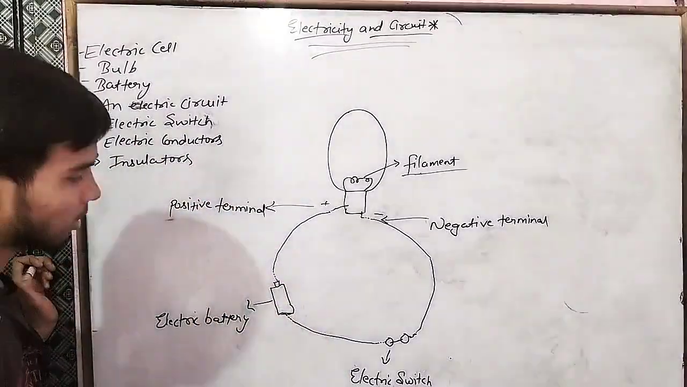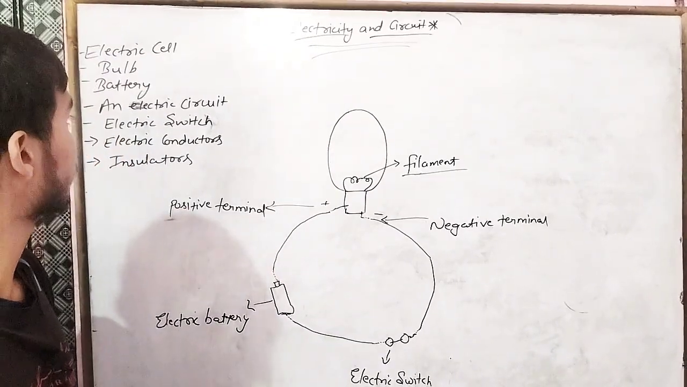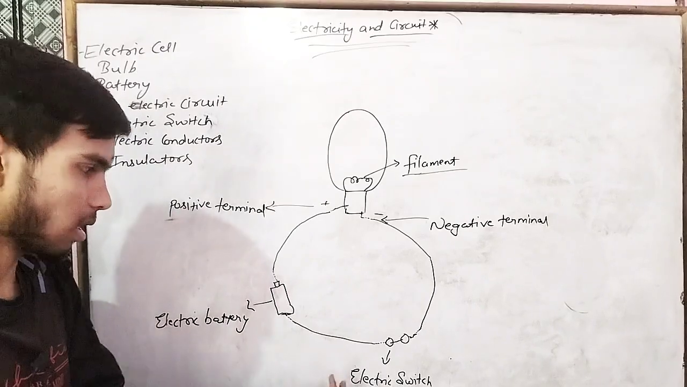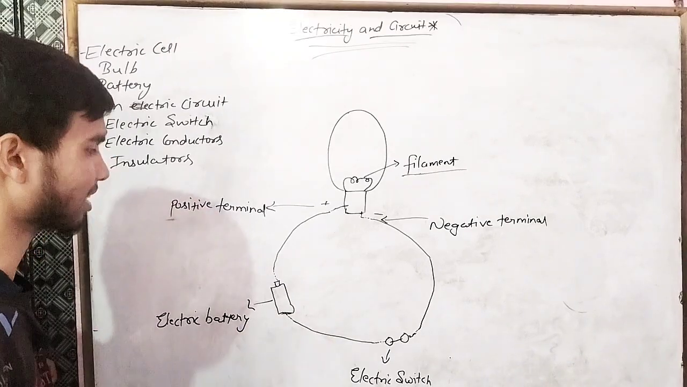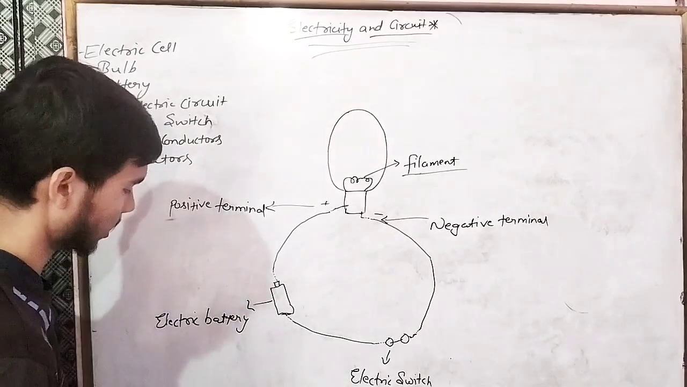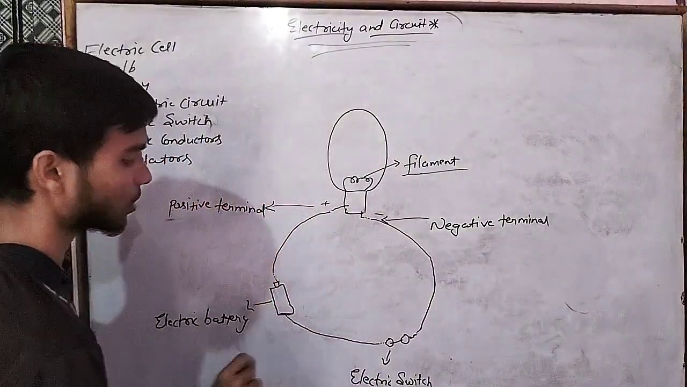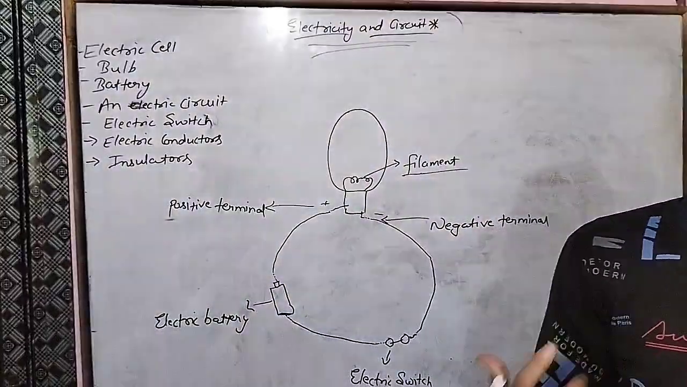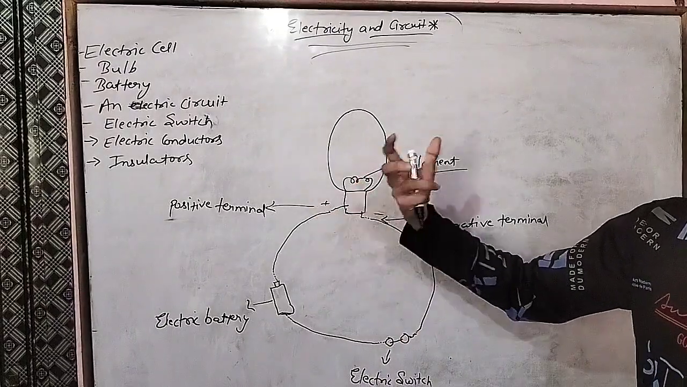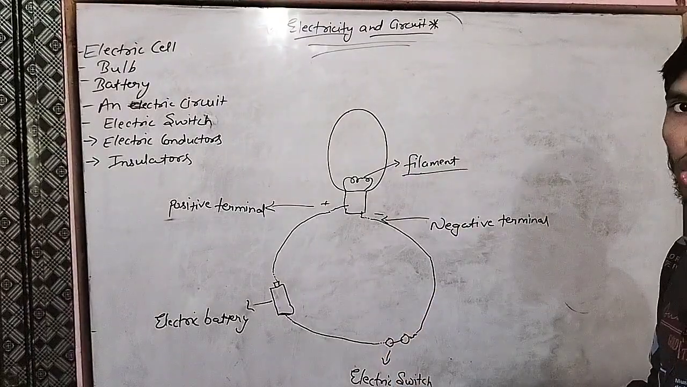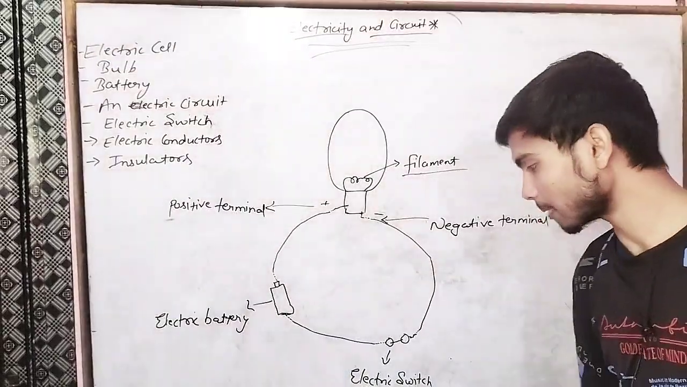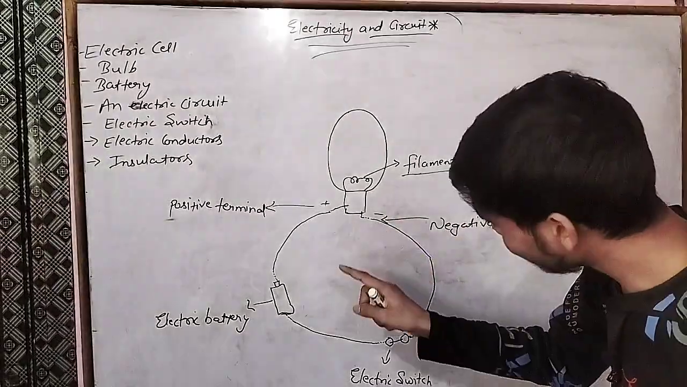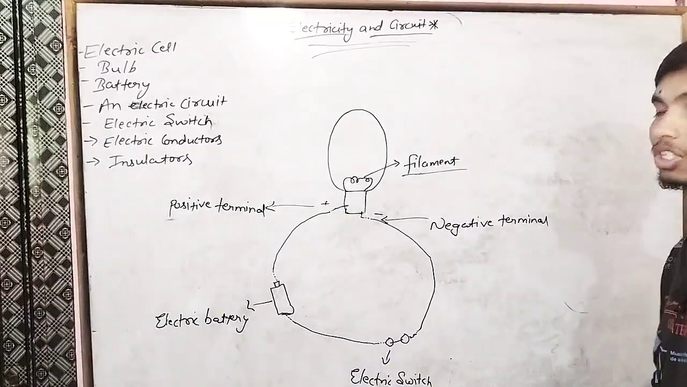We also need to understand about the electric switch. The importance of the electric switch we will also understand through this electric circuit. So it is a bulb, an electric battery. This is a wire. This is an electric switch. Clear? These are the requirements to make an electric circuit: electric bulb, electric battery, electric switch, wires.